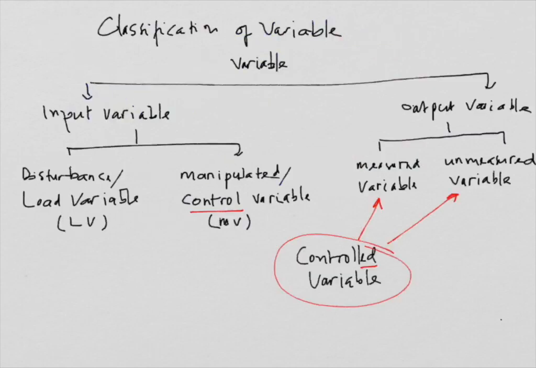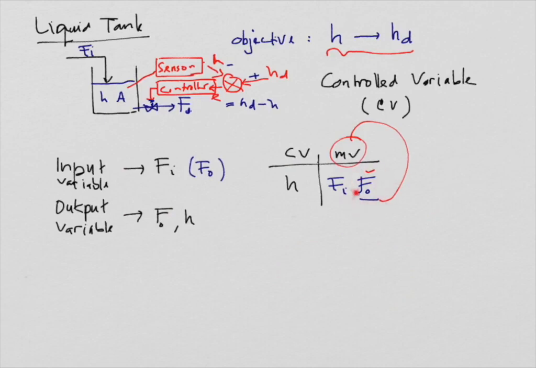You can see this before. The manipulated variable is an input variable or output variable? The manipulated variable is the input variable in the classification of variables in process control. We know this: control variable or manipulated variable is the input variable. So we can say that the FO as manipulated variable is the input variable, not the output variable, in this control configuration that we choose. Okay?